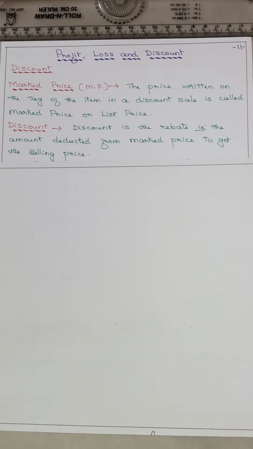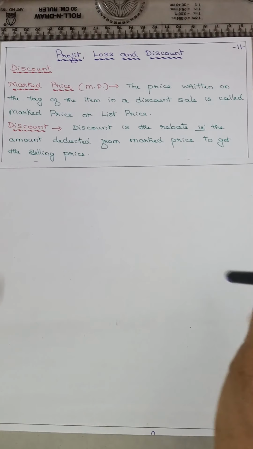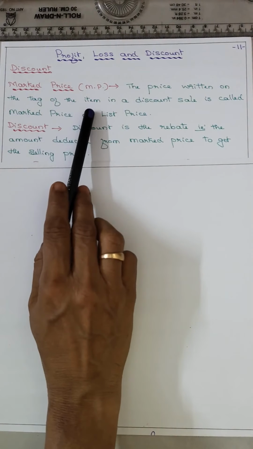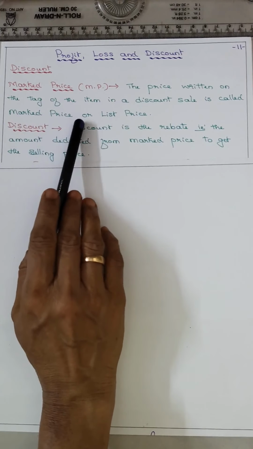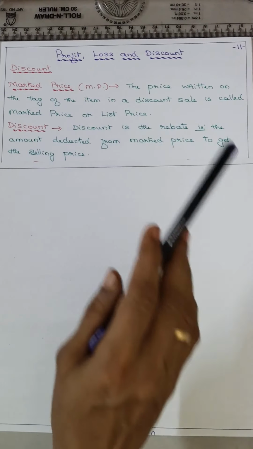For that we have to understand the marked price. So what is marked price? It is the MP. The price written on the tag of the item in a discount sale is called the marked price or the list price.